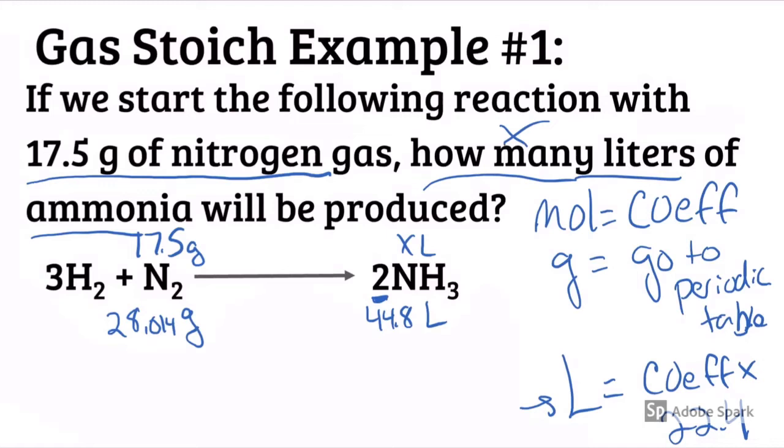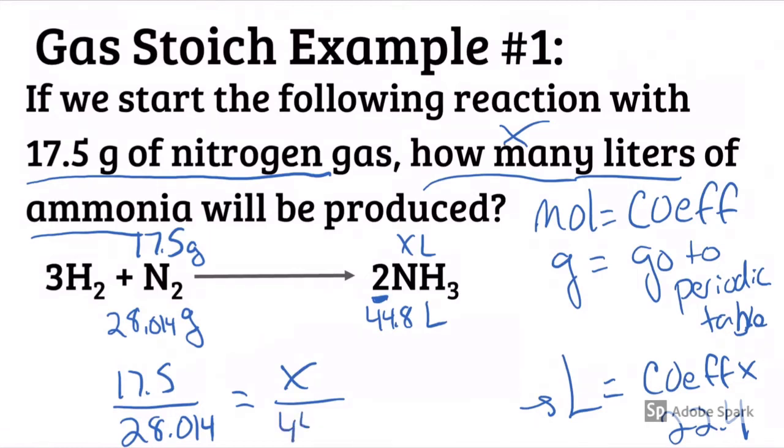Here's my proportion. I'm just going to write it down at the bottom, make it a little bit neater. So I have 17.5 over 28.014 equals X over 44.8. If I cross multiply and divide, X equals 27.99 liters of ammonia.